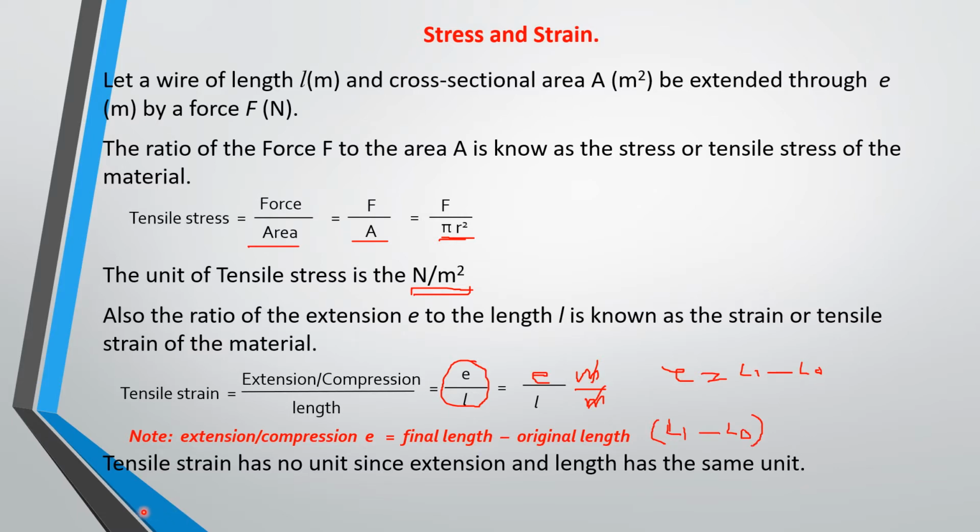As I've said, strain does not have any unit because the units of extension or compression and length are the same. So that is tensile stress and tensile strain. Tensile stress is force over area, and tensile strain is equal to extension over length. I hope this is clear. According to Hooke's law, we are going to describe another physical property that we need to know, and that is the Young modulus.